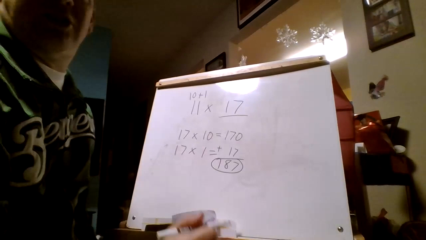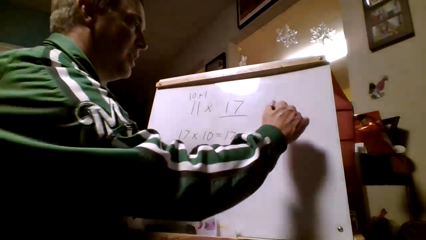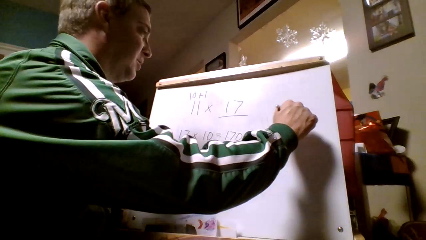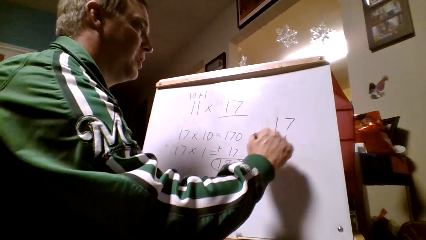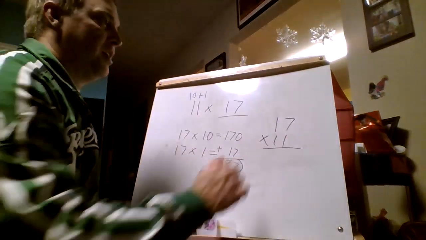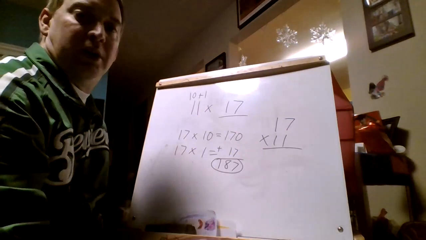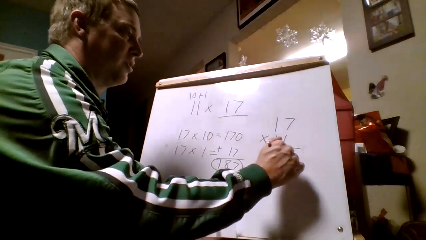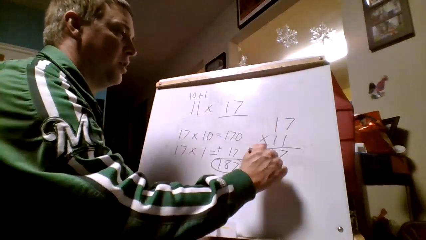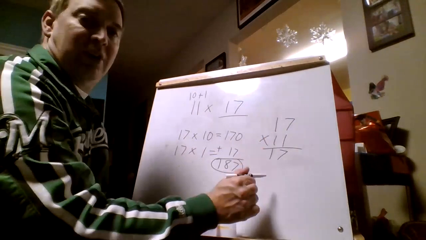If you use what we call the standard algorithm, or what's traditional, kind of the way that a lot of us learn this, if we did 17 times 11, you're really doing the same thing we just did. You're multiplying 17 times 1. So you'd be doing 1 times 7 is 7. 1 times 1 is 1. So 17 times 1 is 17.